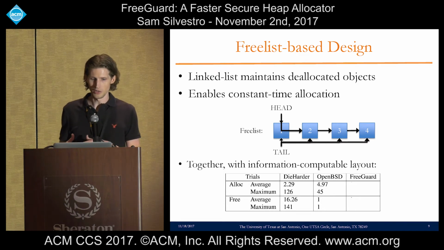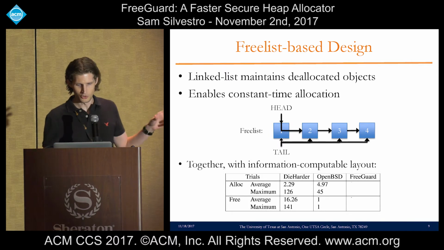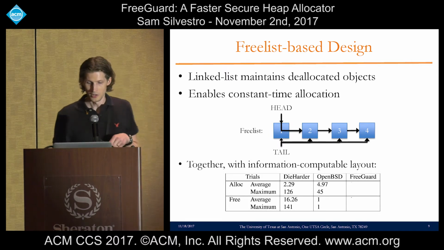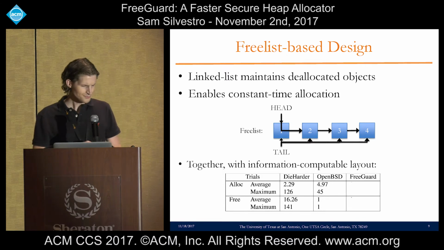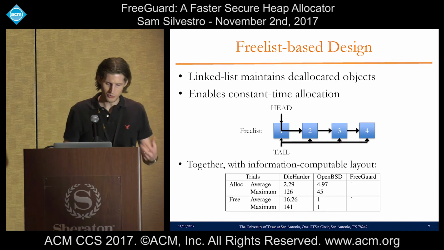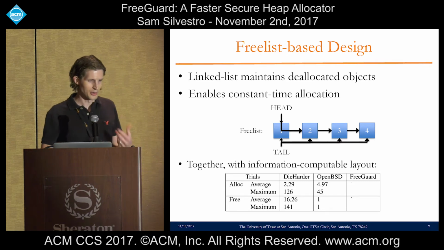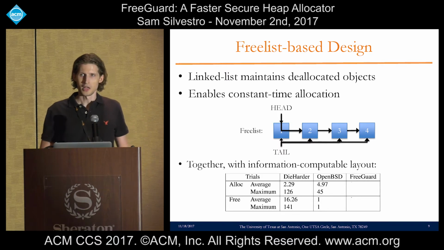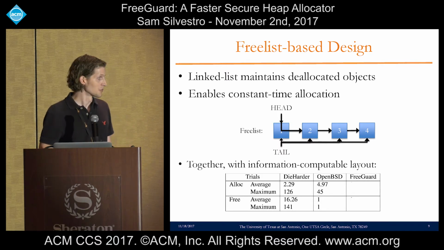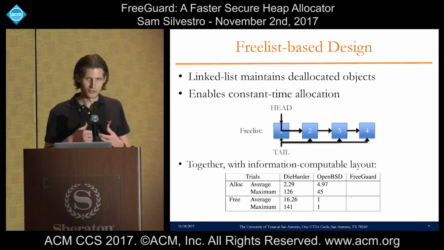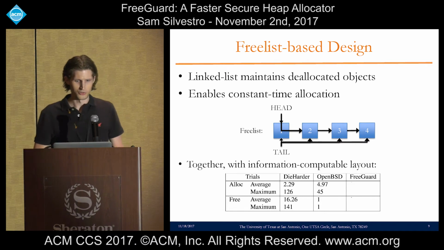have constant time deallocation. So this table shows the number of trials needed to perform either an allocation or a deallocation for each of these secure allocators. So for example, in DieHarder or OpenBSD, to handle an allocation request, they generate a random number, then they go to that corresponding place in their bitmap, and they check the status of that object. Of course, if the object is available, they'll go ahead and use it, but if not, they'll have to continue searching and repeating trials to find a suitable object for use.